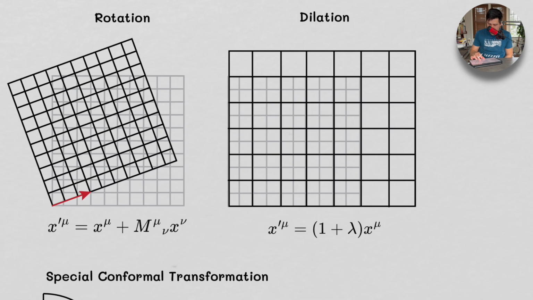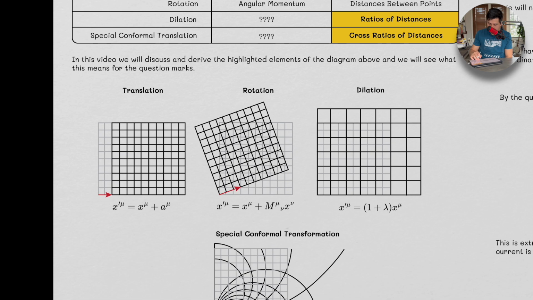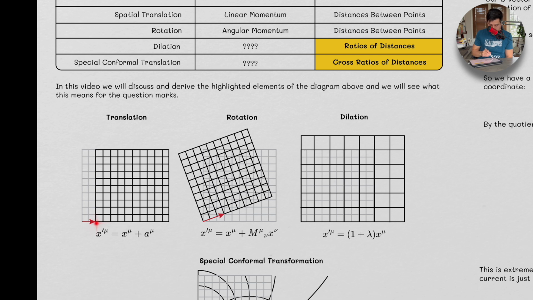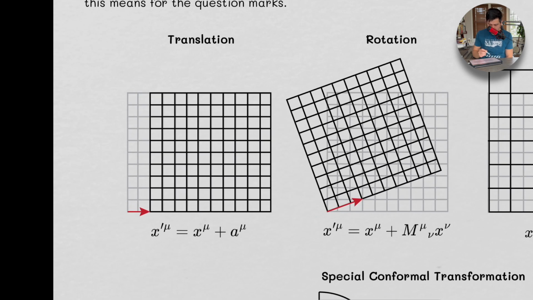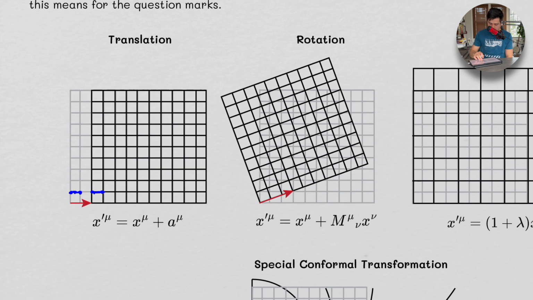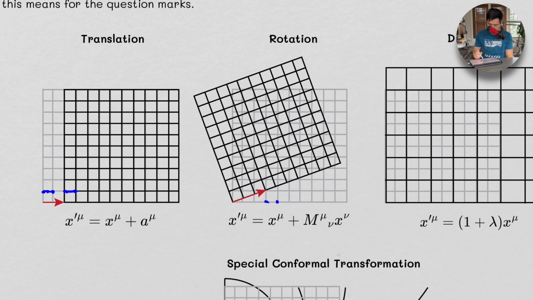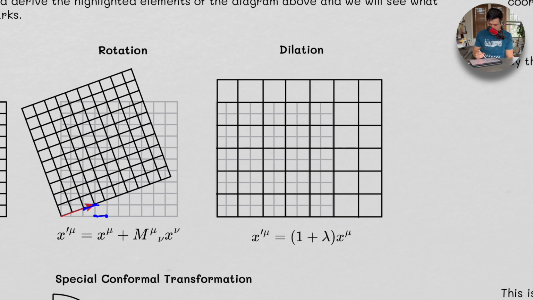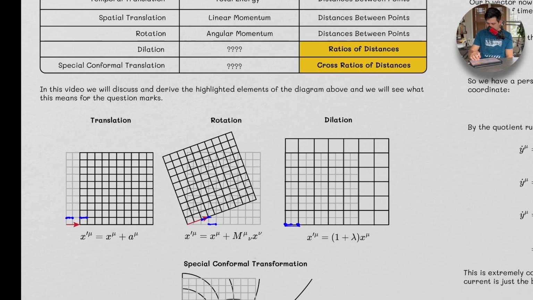So the point that I'm trying to make is, with this point and this point, and this point and this point, that distance is conserved. Same thing here. This point and this point, this point and this point, those distances are conserved. Here, it is a little bit different. This point and this point, and then this point and this point, the distance is not conserved.